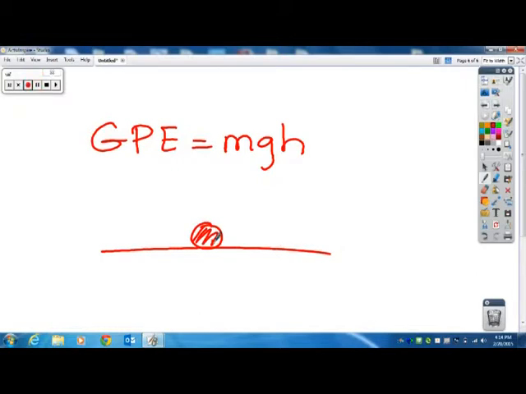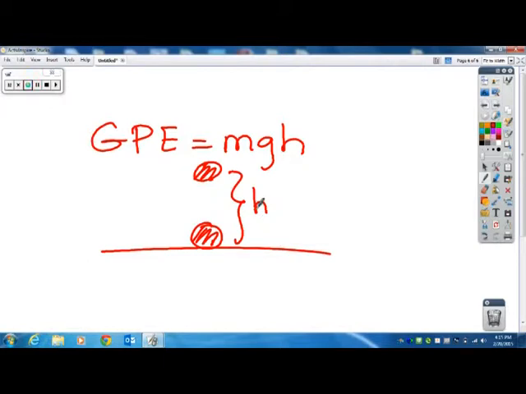And you realize this as soon as you lift the ball up. If you lift this object up a certain height, now it has stored energy because as soon as you let it go, it's going to fall down. That means if it's falling down, if it's accelerating down, it must have had some stored energy. So that's what we call gravitational potential energy.